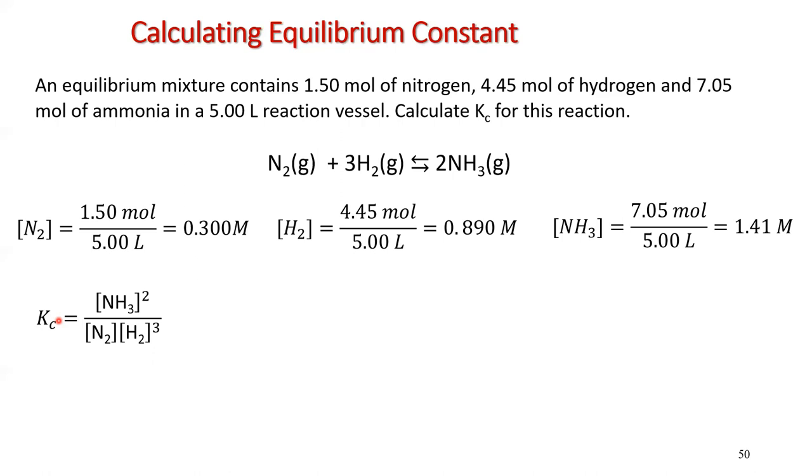Okay, so 1.41 squared divided by 0.300, divided by 0.890 cubed. Order of operations is important in your calculators. Okay, plug the numbers in and see what you get for your value of K.